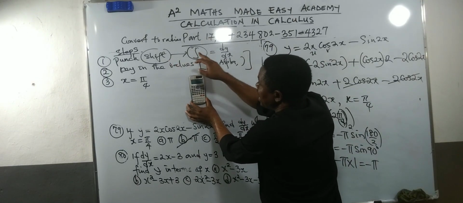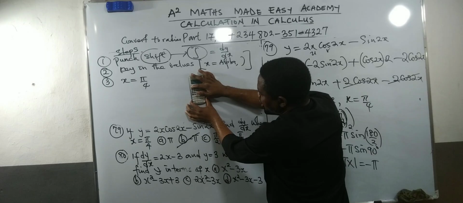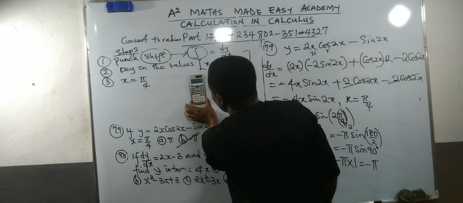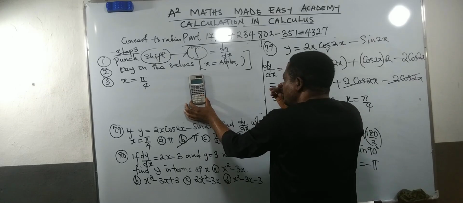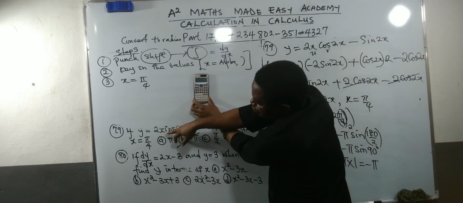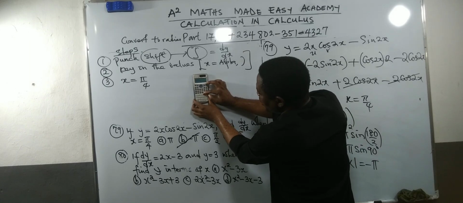Punch shift and the integration symbol. Look at shift and look at the integration symbol. Can you see that d over dx has appeared? Then key in the values one after the other. What is the first one? 2x. First of all, open the bracket.